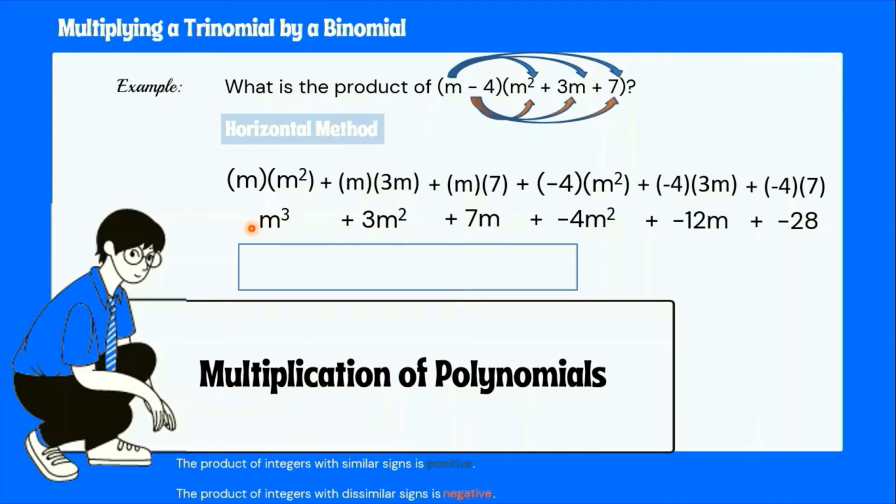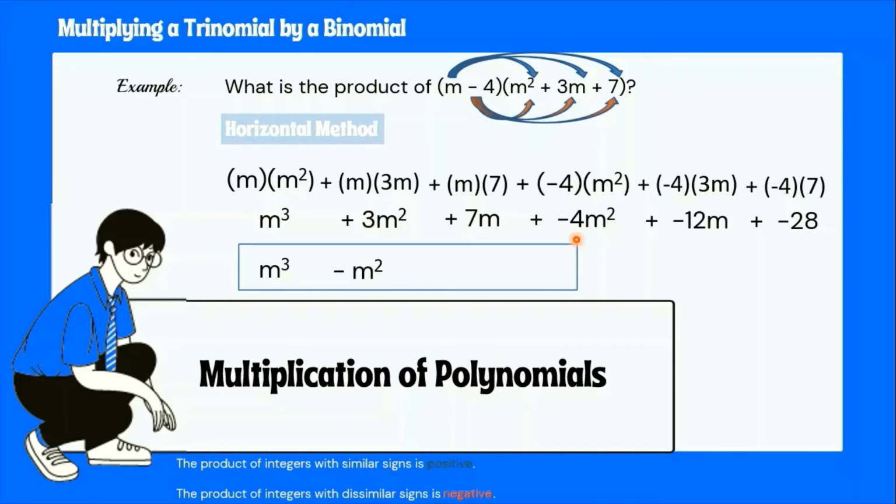Kung mapapansin natin dito, natatanging ito lang yung term na may exponent na 3. Walang kaparehong iba. So, ibaba lang natin siya. M cubed. Next, meron tayo ditong dalawang terms na may parehong literal coefficients. Positive 3m squared at saka negative 4m squared. Hindi natin sila pwedeng ibaba ng sabay dito. We have to combine them together first. Ang magiging sagot natin ay negative m squared. Ito ay galing sa 3 plus negative 4.